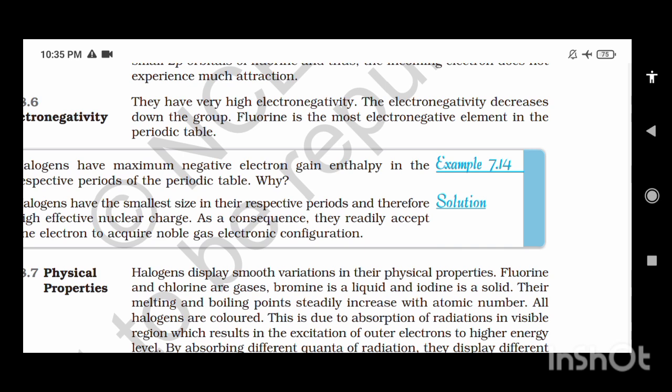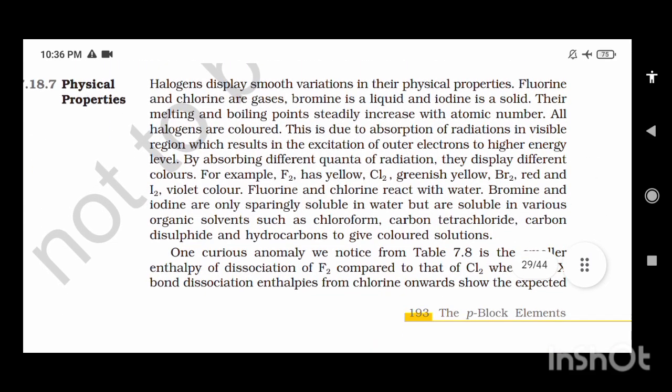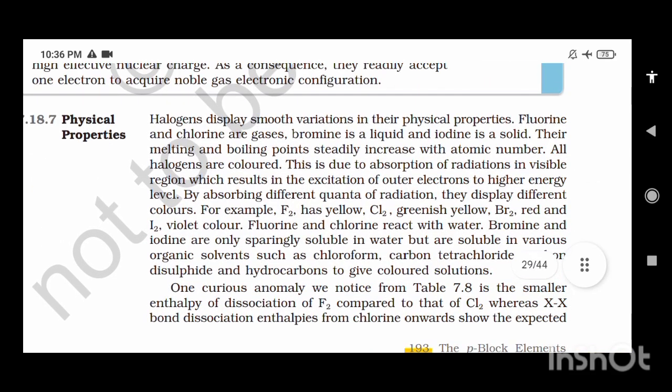Electronegativity. They have very high electronegativity. The electronegativity decreases down the group. Fluorine is the most electronegative element in the periodic table. Next are the physical properties. Halogens display smooth variations in their physical properties. Fluorine and chlorine are gases, bromine is a liquid, and iodine is a solid. Their melting and boiling points steadily increase with atomic number.